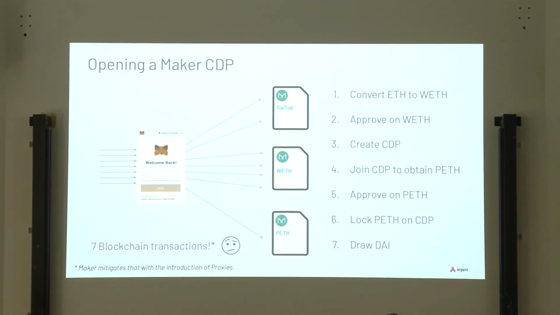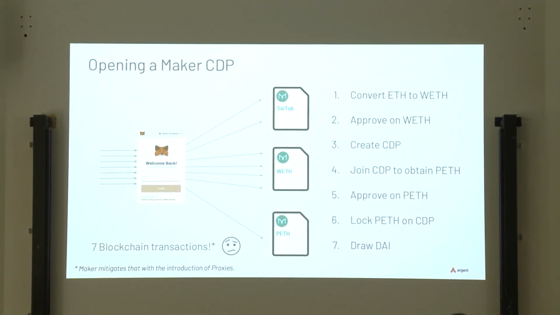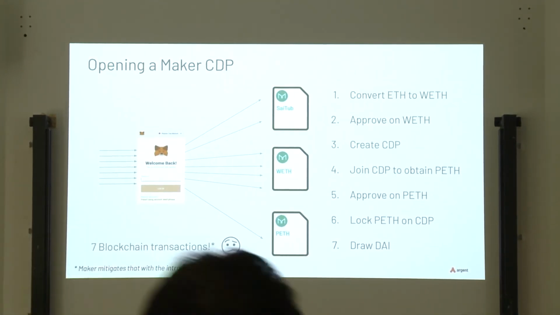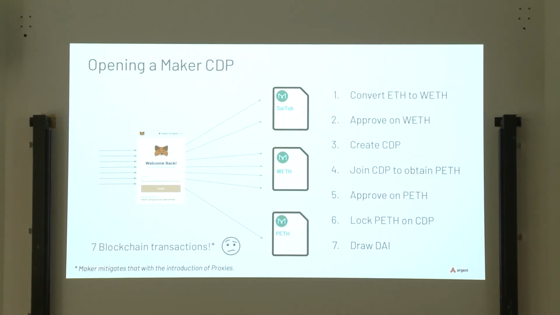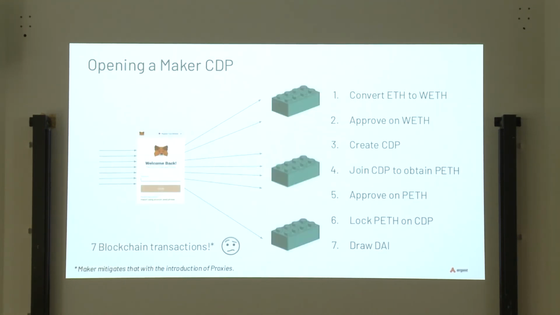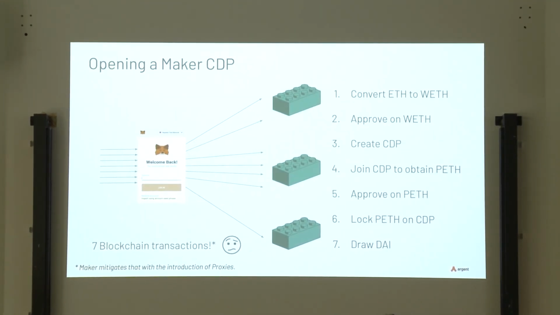I'm a bit lying because today Maker has introduced a proxy, so actually it is fewer transactions for the users, but the principle is the same. You do need to make 7 transactions and interact with 3 different contracts. So as a user, this is not something that you want to do. And if we think about programmable money, you can imagine these different contracts as Legos, Lego bricks. But if you have to interact with them individually, it's like you have Lego bricks, but they don't fit with each other. They're not connected.